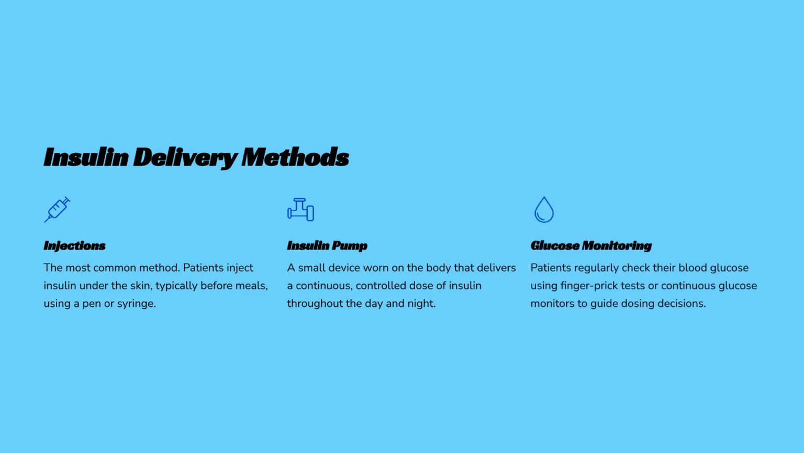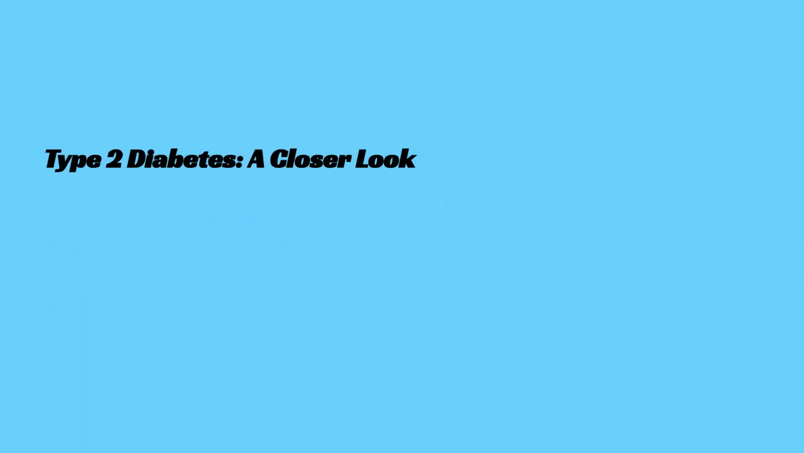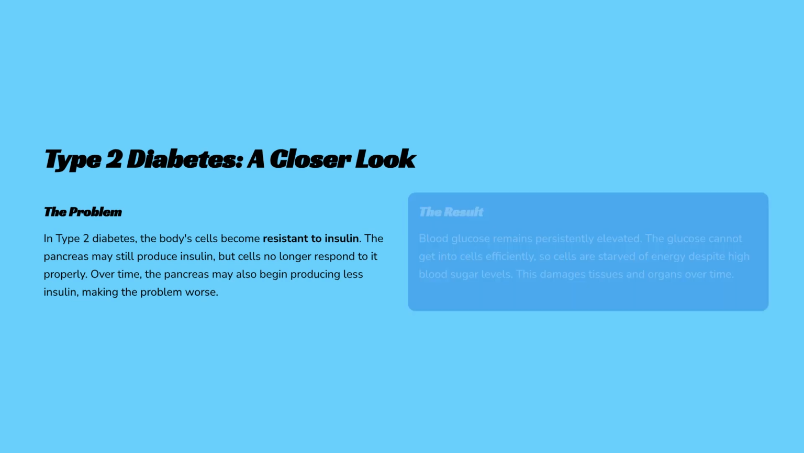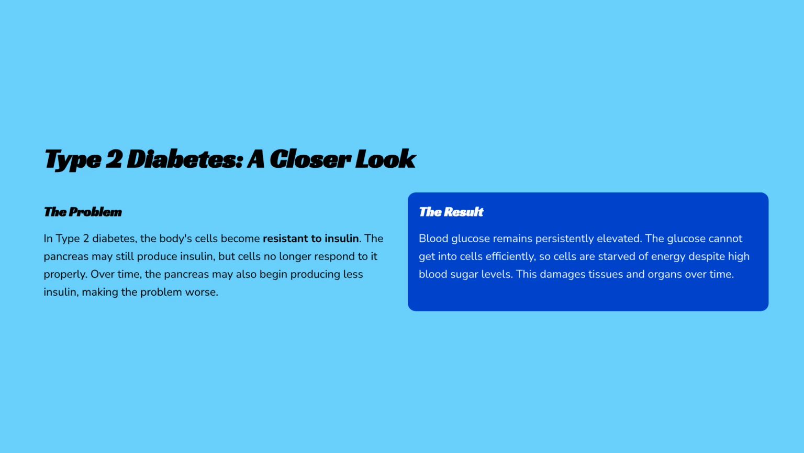Patients also monitor glucose via finger prick tests or continuous monitors. In type 2 diabetes, cells become resistant to insulin, so they do not respond to it properly. Blood glucose remains high, and cells are starved of energy. This condition damages tissues and organs over time.